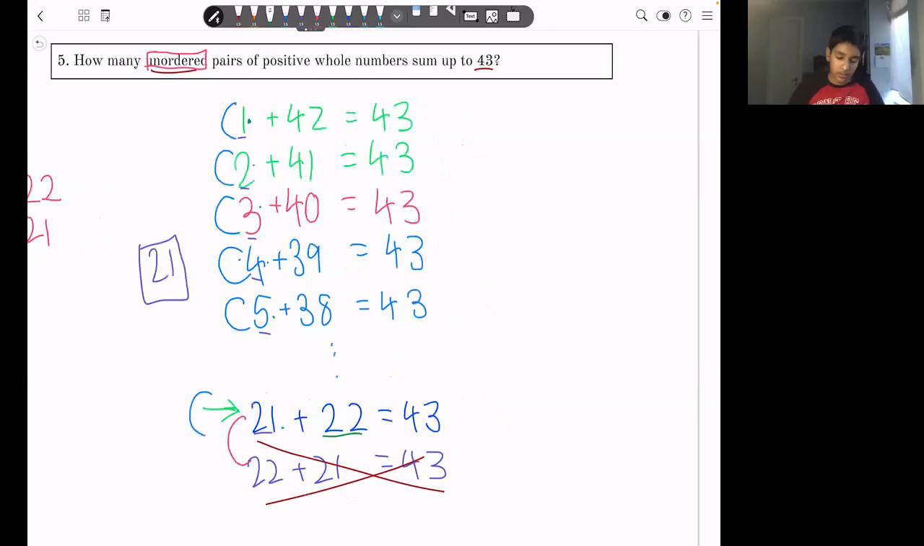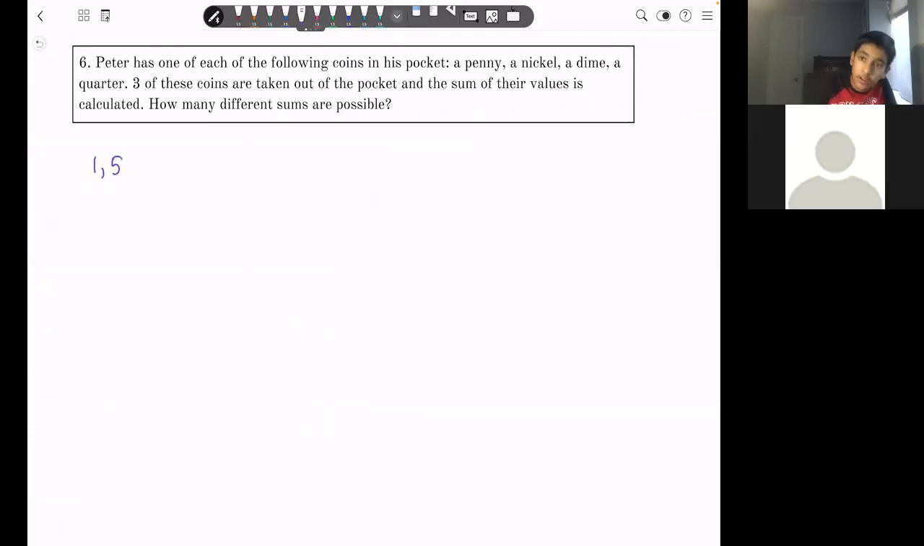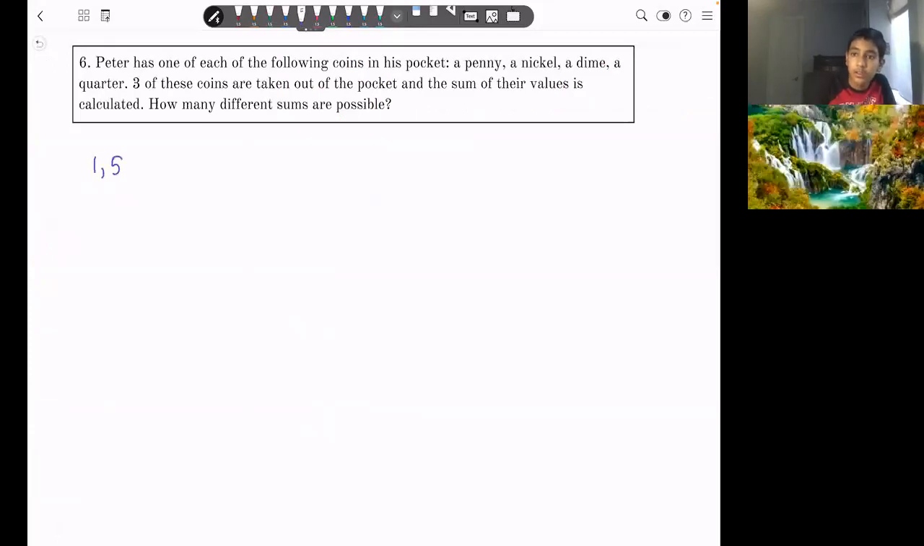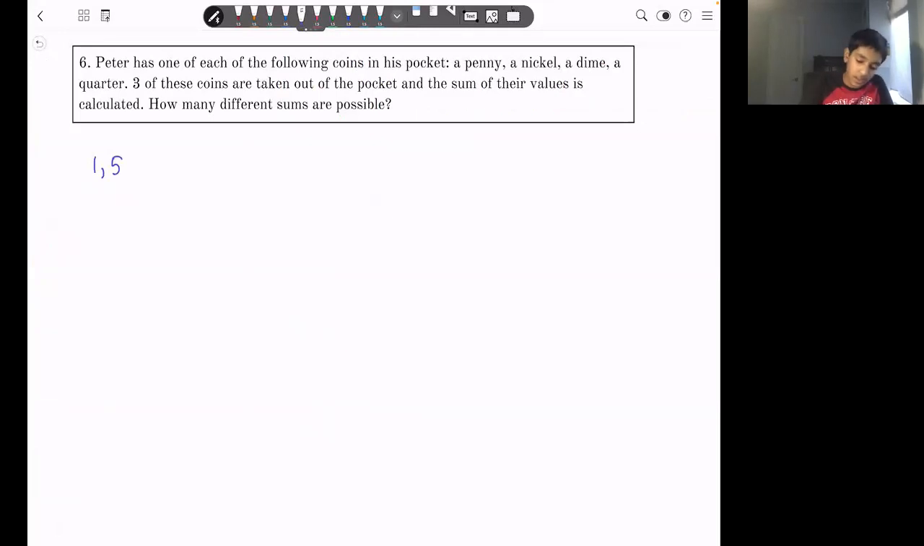Okay, let's move on. Peter has one of each of the following coins in his pocket: a penny, a nickel, a dime, and a quarter. So a 1-cent coin, a 5-cent coin, a 10-cent coin, and a 25-cent coin. And he had to choose 3 of them. 3 of these coins are taken out of his pocket, and the sum of the values is calculated.